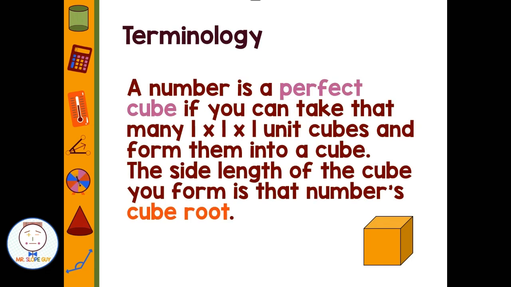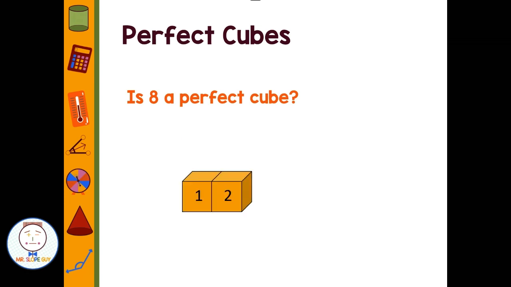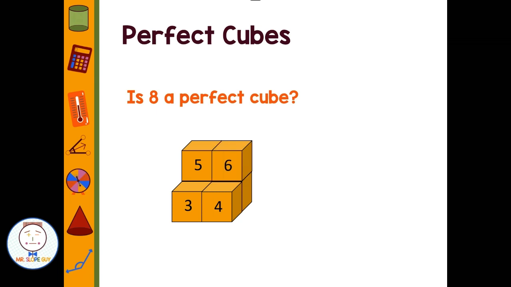A number is a perfect cube if you can take that many 1 by 1 by 1 unit cubes and form them into a cube. The side length of the cube you form is that number's cube root. What does that look like visually? Let's say we take our stack of cubes. We have 8 cubes here. Can we stack them and make a single cube that has the same length, width, and height? Let's stack them together. 1, 2, 3, 4, 5, 6, 7, 8. In this case, my cube is 2 by 2 by 2. So yes, 8 is a perfect cube. The cube root of 8 is 2.